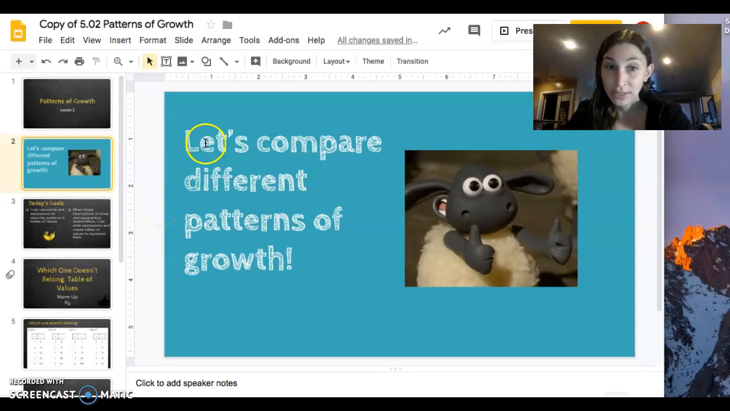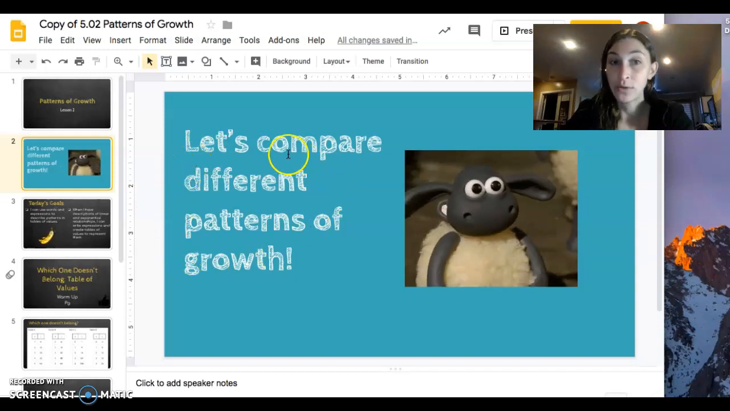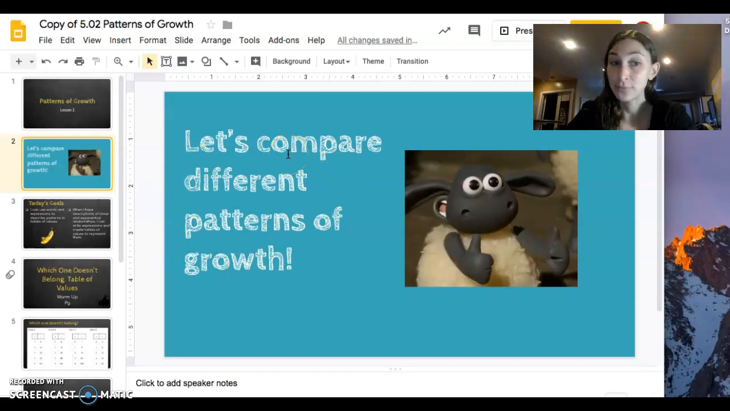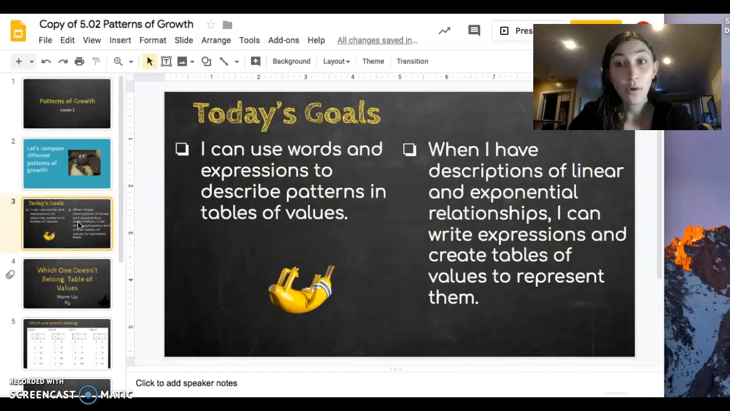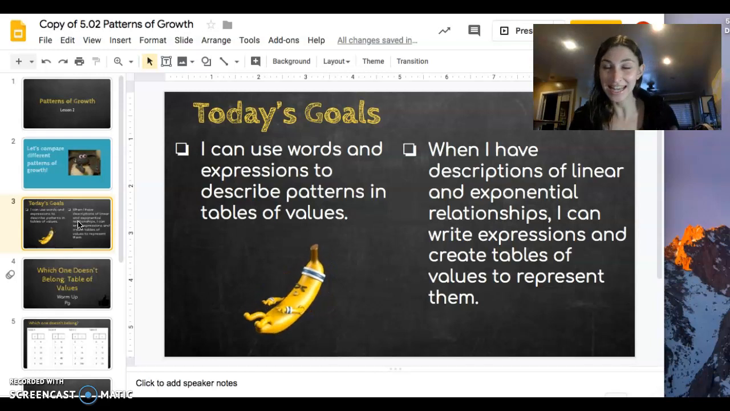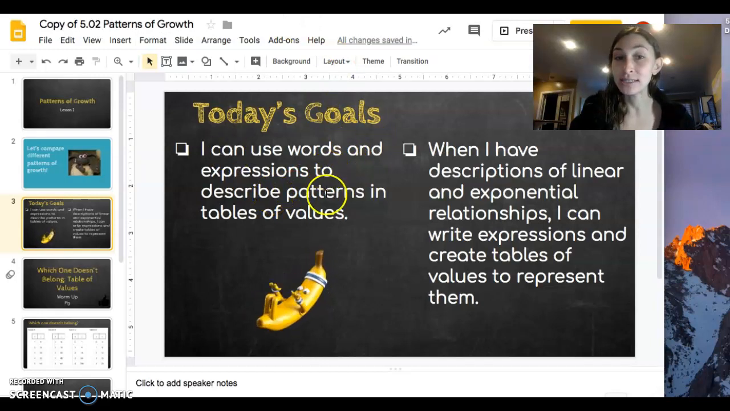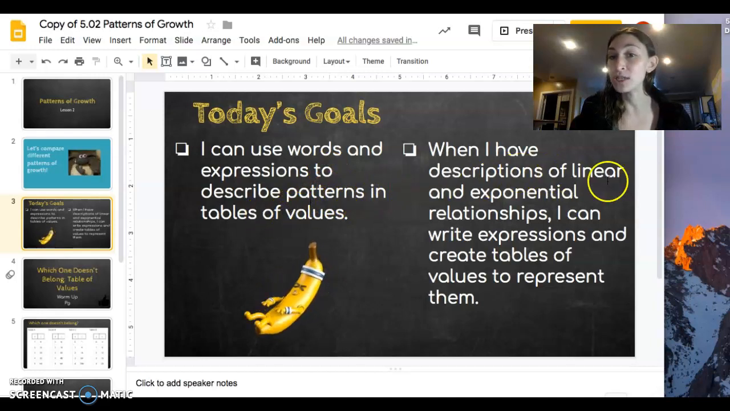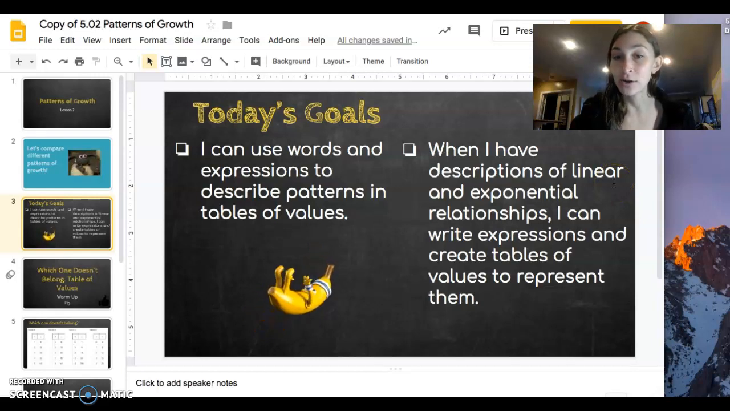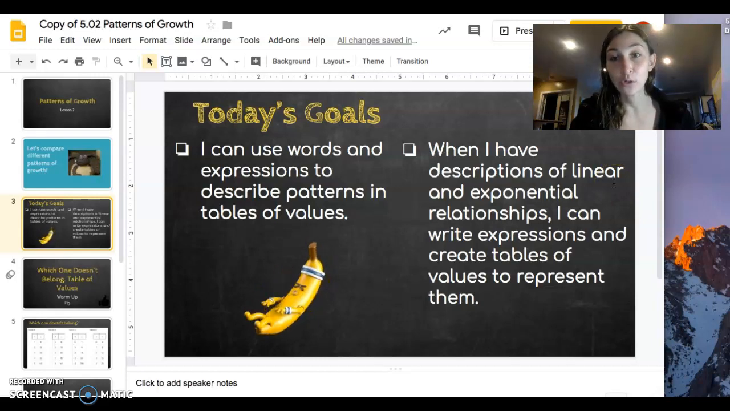So every day we start out with what are we doing? So we're comparing different patterns of growth. Then we go over the goals. So this actually is part of the lesson, talking about what they're learning. So I can use words and expressions to describe patterns in a table of values. And when I have descriptions of linear and exponential relationships, I can write expressions and create tables of values to represent them.